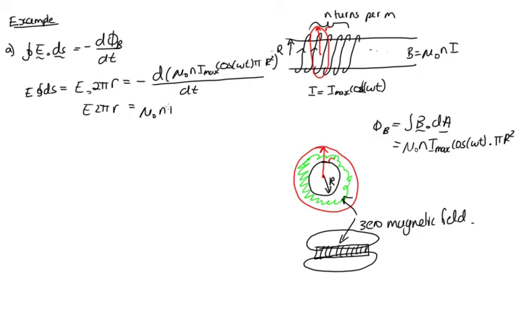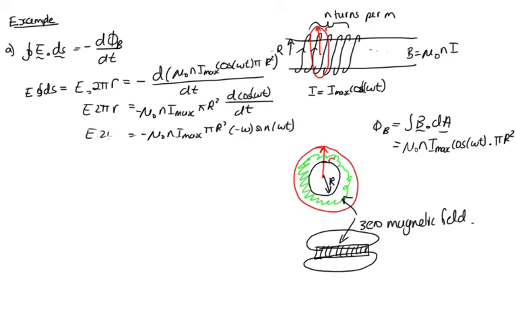Now we've got E times 2πr, and now we need to differentiate this. Constants μ₀n I_max times πR², and then we've got d cos ωt/dt, and so we've dropped our negative, and this is equal to minus μ₀n I_max πR², and then differentiating this, we'll end up with minus ω sin ωt, and that's equal to E times 2πr.